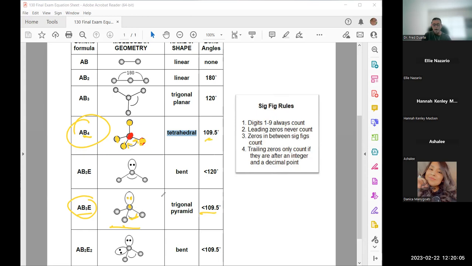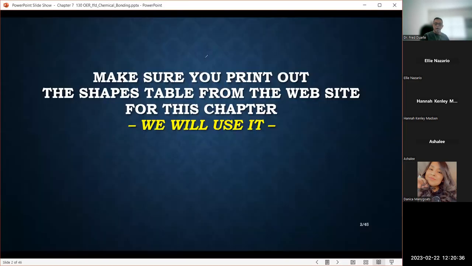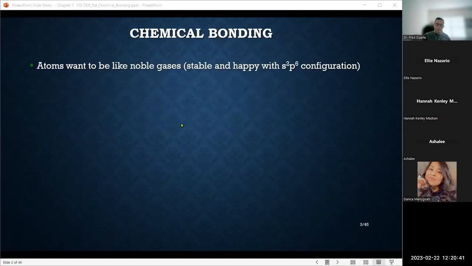Okay, so lone pairs on the central atom have a big effect on the geometry of compounds, which in turn have an effect on the properties of the compound. Okay, so we're going to get to that point where we're going to come up with a structure. Let's go back. So if you haven't printed the shapes table, do so, so we can make reference to it quite a bit. All right, so chemical bonding.